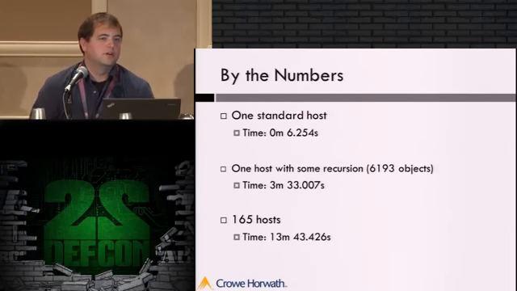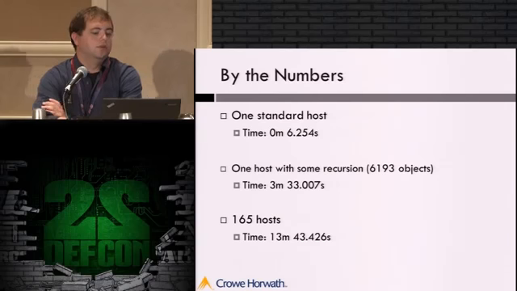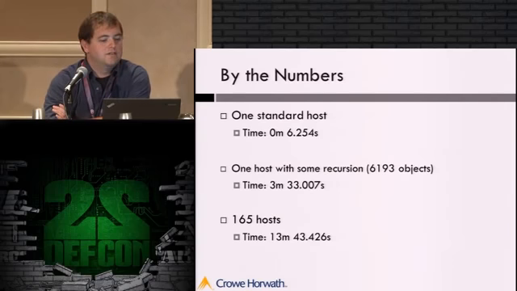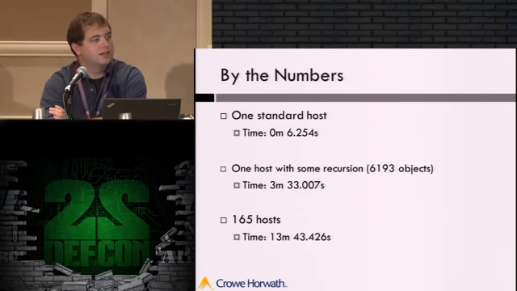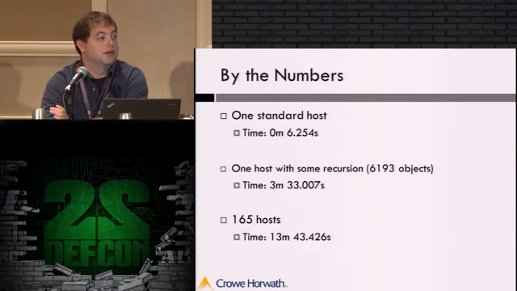So by the numbers, these are some of the numbers we pulled with the current version just to see how fast it runs. It takes about 6 seconds for a standard host, and that includes Samba warming up, the tool warming up, and giving you a little pause so that if you type the password wrong, you can Control-C before you lock everything out. One host with some recursion, for about 6,200 objects, takes about 3 to 3.5 minutes. This isn't quite as fast as we'd like it to be, and we'll talk about some ways we're going to try to make it faster, but from what we were doing before, it's much quicker.